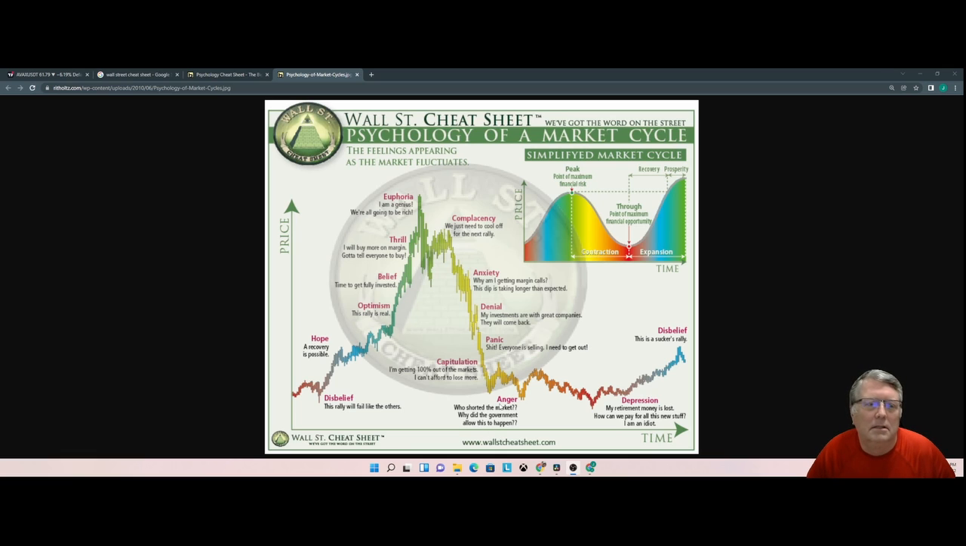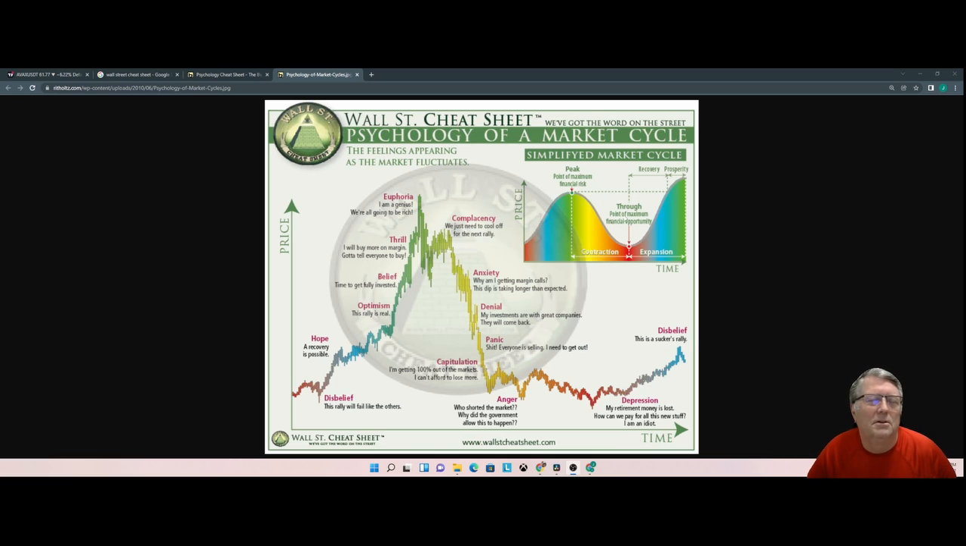And then anger sets in, and they start blaming the government, and they want to know who shorted the market. They're starting to look around for how to short. And the market keeps going down a lot slower, but it keeps going down. Then depression hits. My retirement money is lost. How can we pay for all this new stuff? I'm an idiot. And then as the market moves up again, we're back into disbelief. Back here into disbelief. This is a sucker's rally.